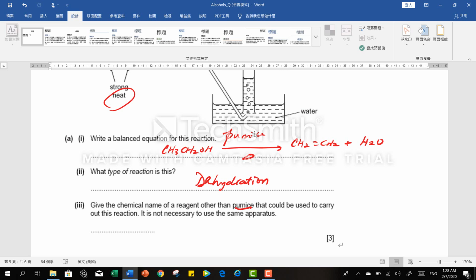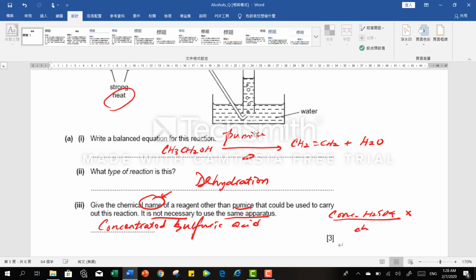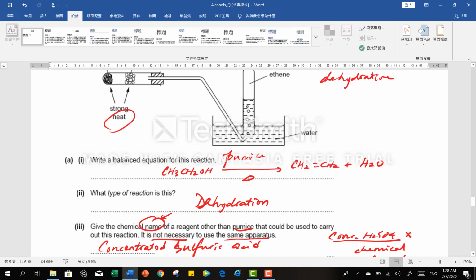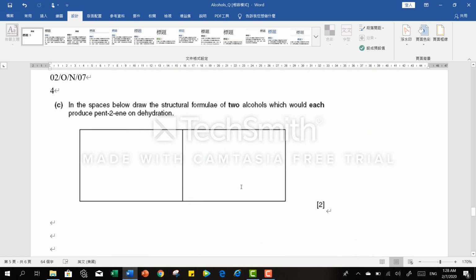Give the chemical name of a reagent other than this one. Easy, you just have to name another dehydrating agent. Normally, if we don't use this one, we use concentrated sulfuric acid. Now, it's not necessary to use the same apparatus, so you can suggest any dehydrating agent. Now, remember, name. Do not come up with answers like that, because even though you mean exactly the same thing, you will get 0, because this is not a name, this is a chemical formula. I remind you guys on and off on this point, but still, there are some students who make the same mistakes.